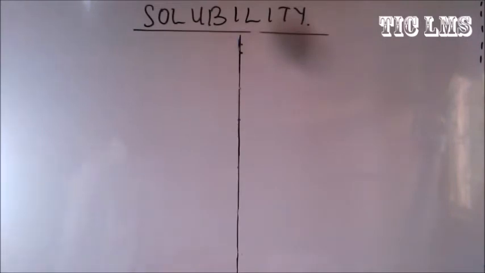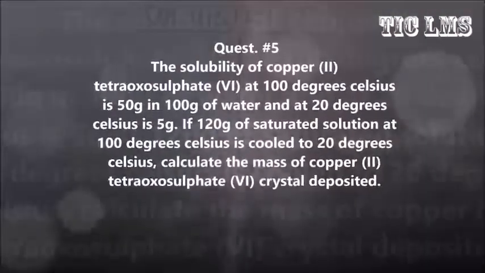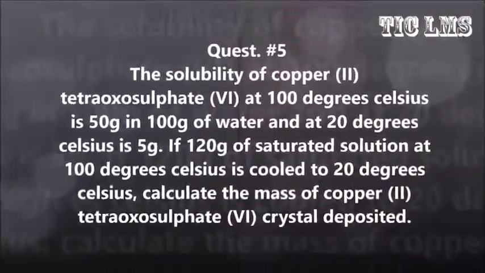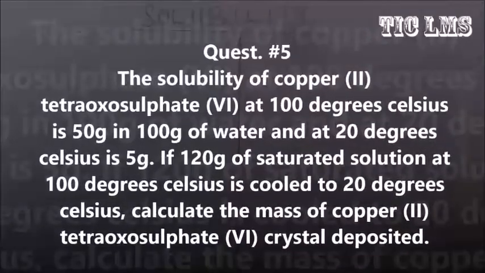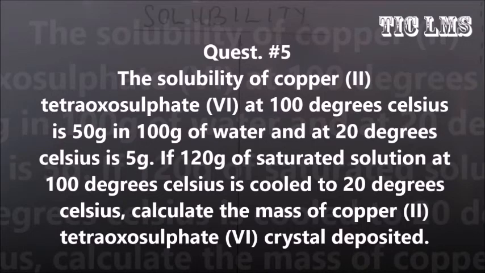Here's the next question. It says the solubility of copper(II) sulfate pentahydrate at 100 degrees Celsius is 50 gram in 100 gram of water, and at 20 degrees Celsius is 5 gram. If 120 gram of saturated solution at 100 degrees Celsius is cooled to 20 degrees Celsius, calculate the mass of copper(II) sulfate pentahydrate crystal which will be deposited.